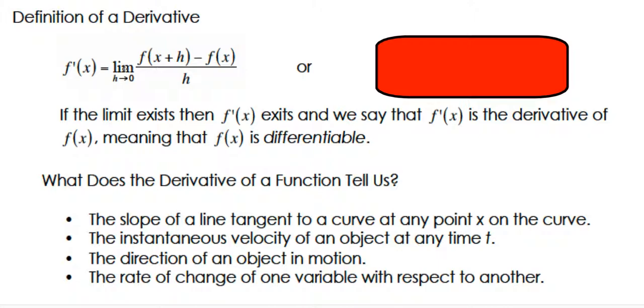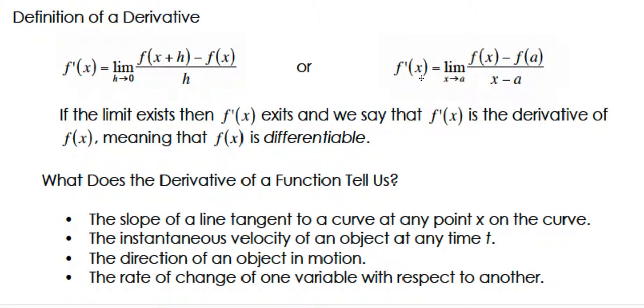The second definition we can have that does essentially the same thing is that f prime of x can equal the limit of f of x minus f of a over x minus a as x goes to a. And so if the limit exists, then the derivative f prime exists. And we say that f prime is the derivative of f of x, meaning that the function f of x is differentiable. So differentiable functions have derivatives.